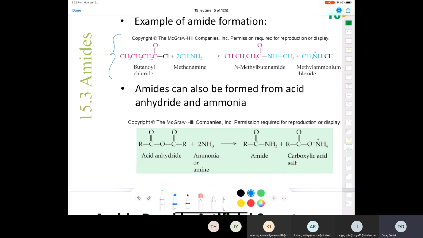But anyhow, you take butanoyl chloride and you treat it with 2 molecules of methanamine, right? You mix it, you stir it up, and you would end up producing a beautiful amide, N-methyl butanamide. And you also get this salt. But what's cool about this is that its salts are water soluble, so you can actually separate this from the amide just based off of water solubility.